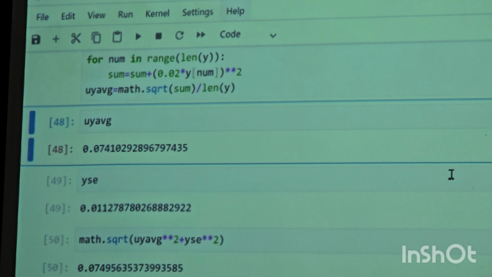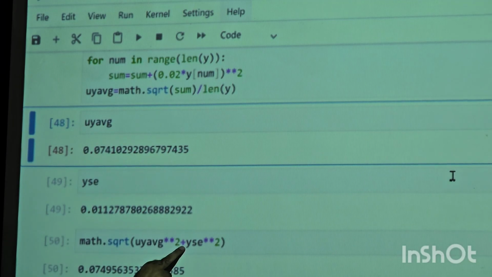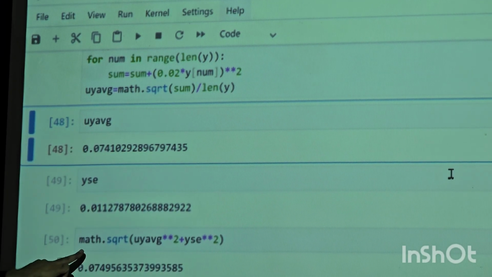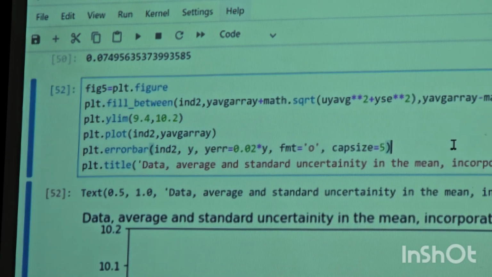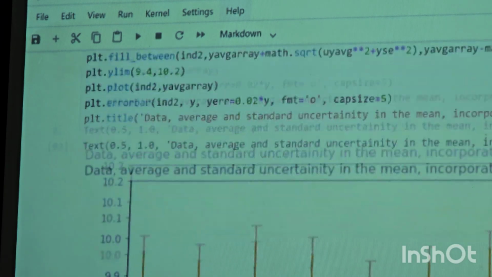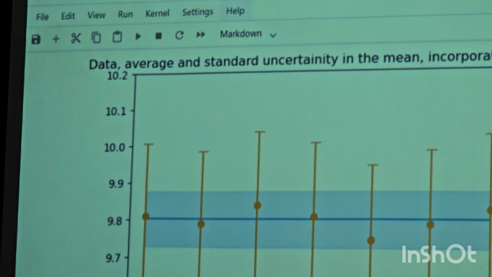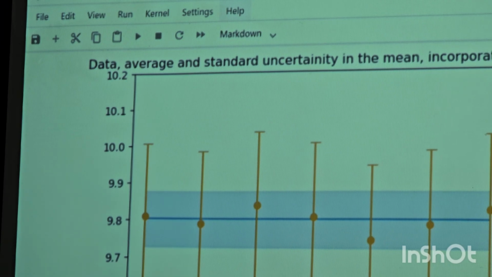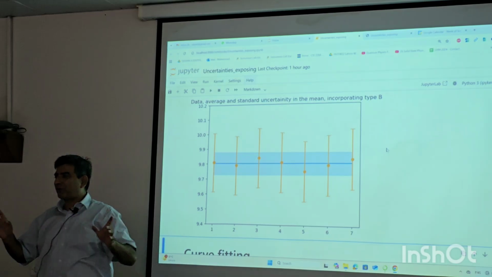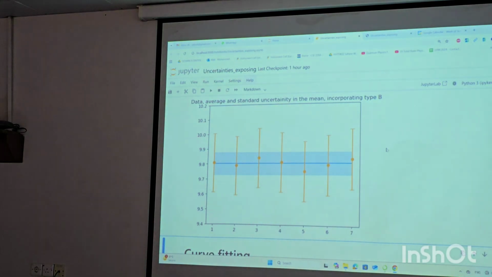So now I have to combine the two together, right? And this is my total uncertainty. I take the standard error, square it, type A. This is the type B, square it, and take the square root. This gives me the total uncertainty in my data. Okay, so now this is the final data in which I plot the total uncertainty, and this is still not at the 95% confidence level. For the 95% confidence level, I still have to multiply this with 2 or 1.96, or sorry, 2.35 to go to the 95% confidence level.